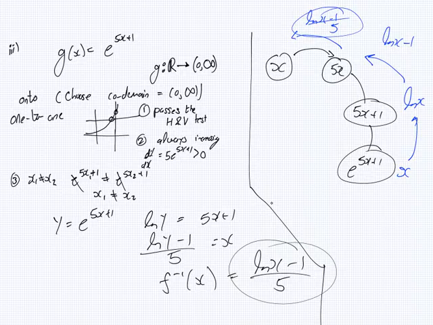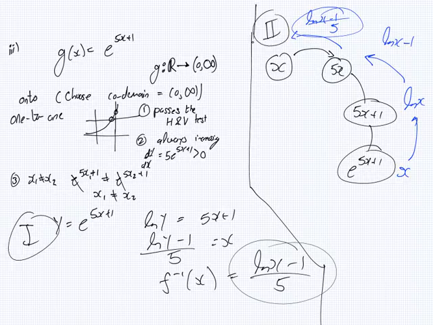So you have three ways to show that it has an inverse, and then you have two ways of finding that inverse, whichever you prefer. Okay, you probably want to write that down.